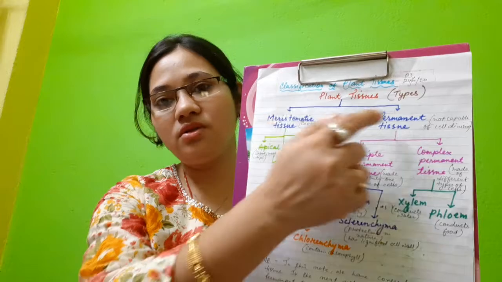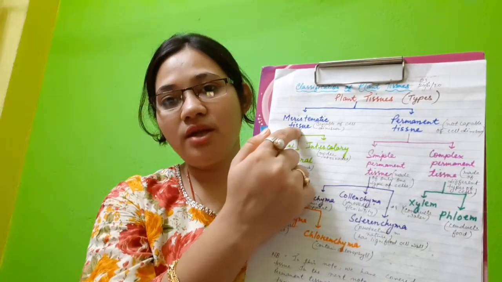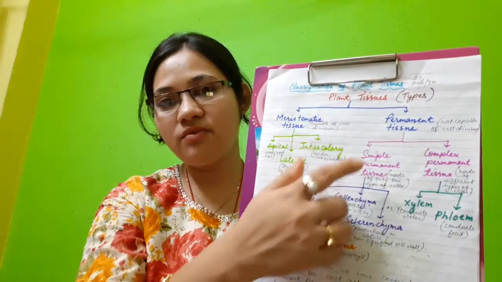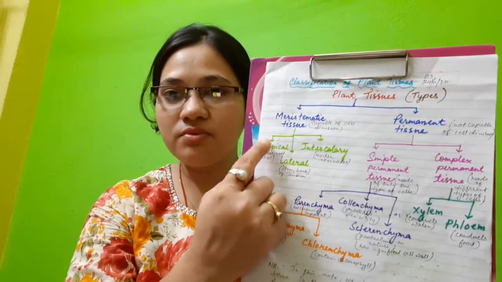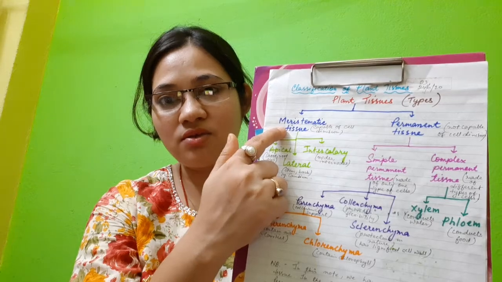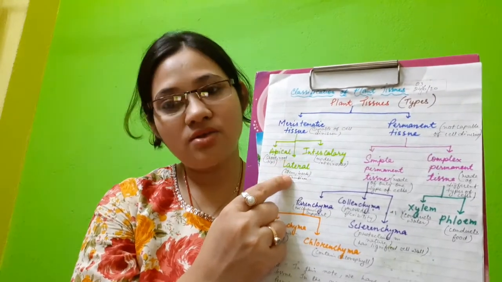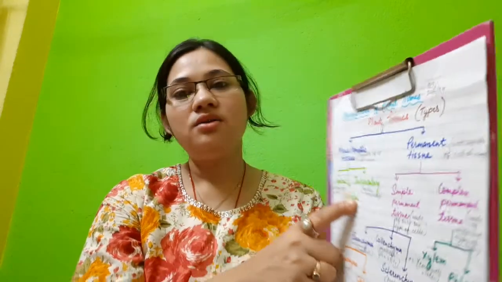You should also know the difference between meristematic tissue and permanent tissue, the difference between simple permanent tissue and complex permanent tissue, and the difference between the three types of meristematic tissue, that is apical, lateral and intercalary. So we will study their characteristics, their locations and their functions.